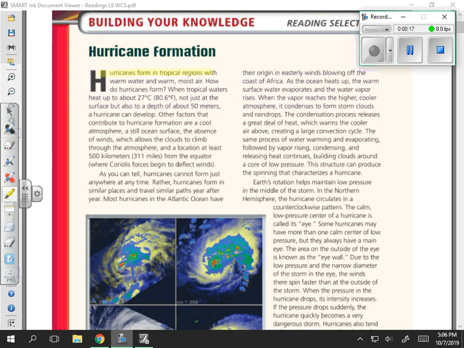Hurricanes form in tropical regions with warm water and warm, moist air. How do hurricanes form? When tropical waters heat up to about 80.6 degrees Fahrenheit, not just at the surface, but also to a depth of about 50 meters, a hurricane can develop. Other factors that contribute to hurricane formation are a cool atmosphere, a still ocean surface, the absence of winds, which allows the clouds to climb through the atmosphere, and a location of at least 311 miles from the equator, where the Coriolis forces begin to deflect winds.